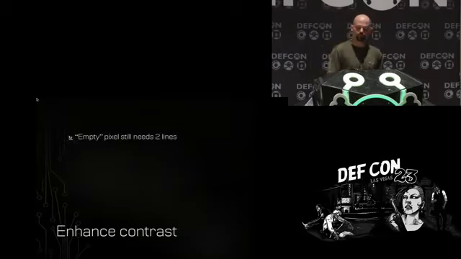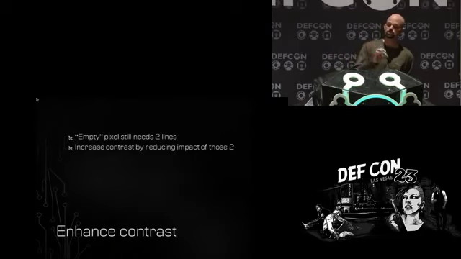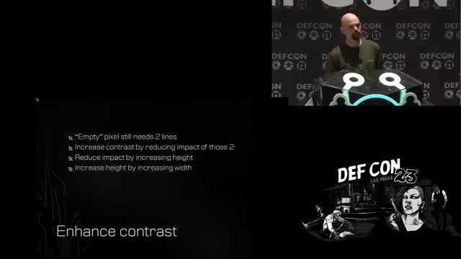Well, the idea is that an empty pixel here still used 2 lines. It had that jump instruction and a label. All we really want to do to enhance contrast is reduce the impact of those 2 lines. And you can reduce the impact of those 2 lines by increasing the height of the overall node. That way those 2 lines won't matter that much in comparison to everything else. But in order to increase the height of the node, we need to also increase the width of the node, since they're supposed to be square.